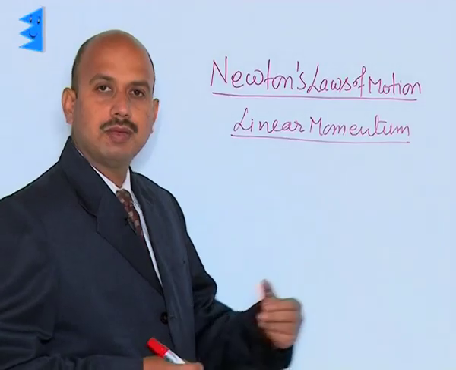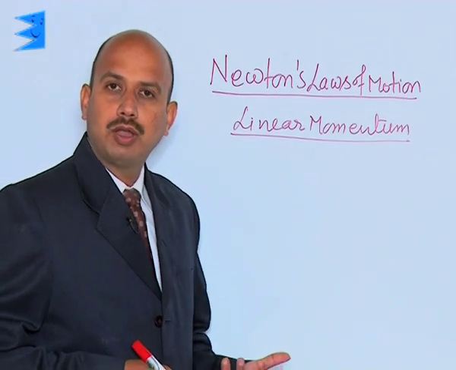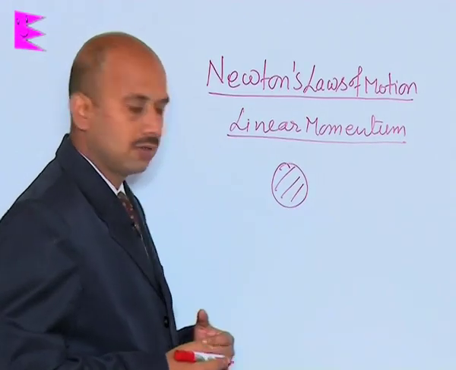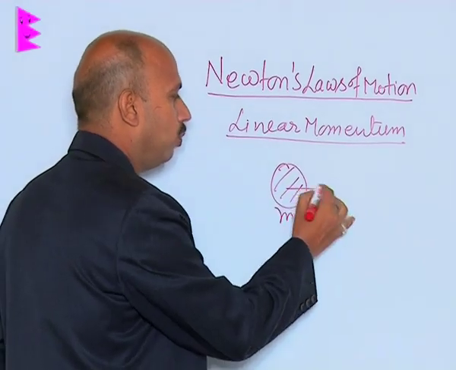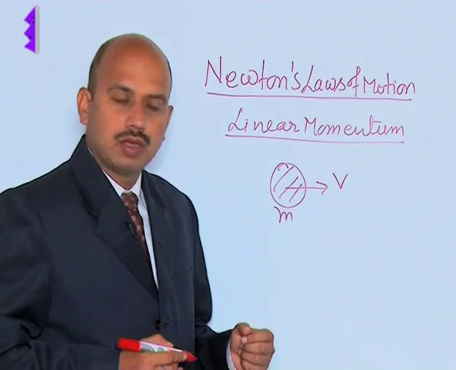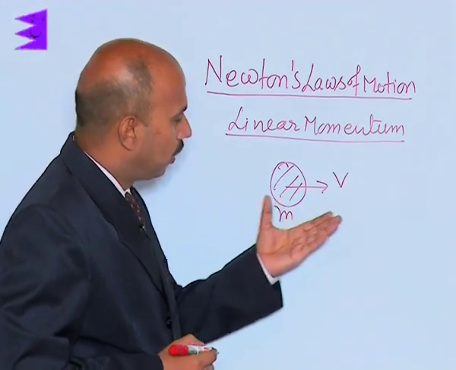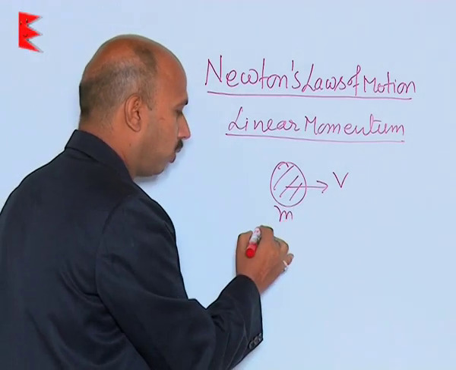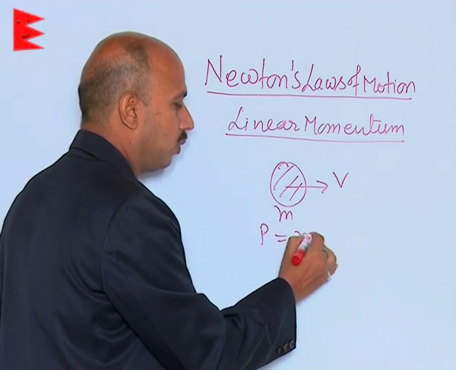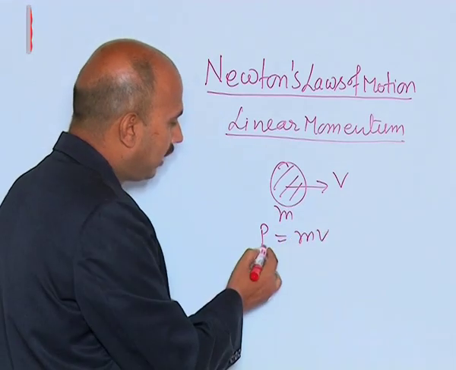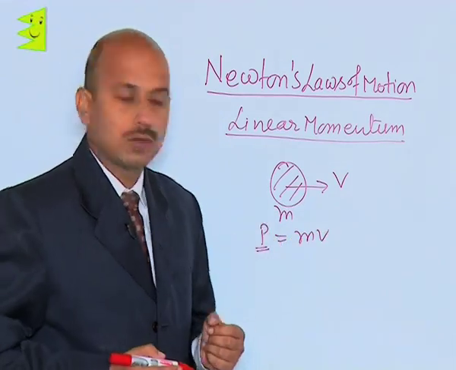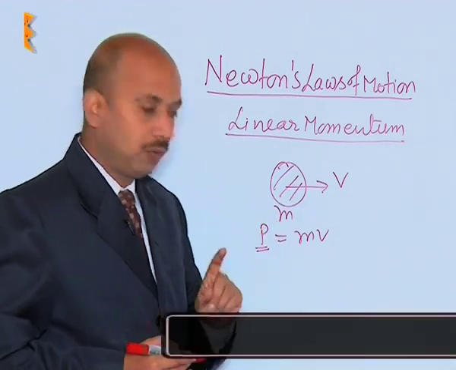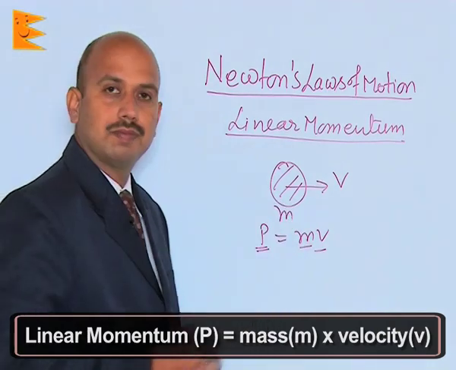Now, see linear momentum. What is the linear momentum of a body? Suppose you have a body, or I have taken a body like this, whose mass is m and it is moving with velocity v. When the body is moving with velocity v, you can take its product, that is called p is equal to m into v. This quantity is called the linear momentum of this body. So, the linear momentum of a body is defined as the product of its mass and its velocity.